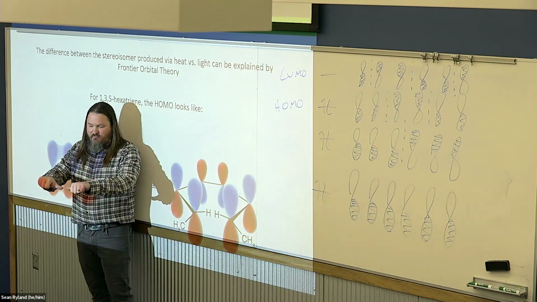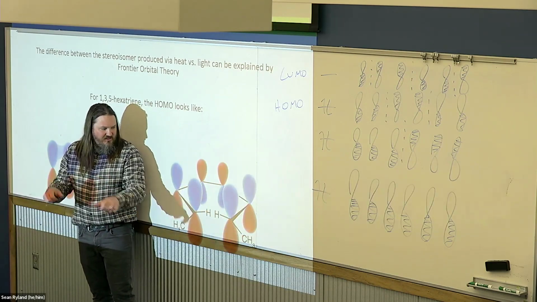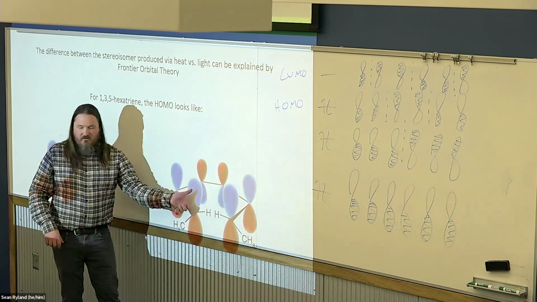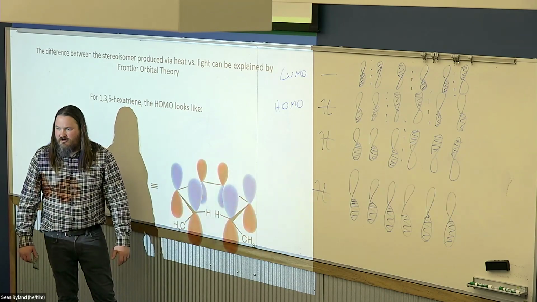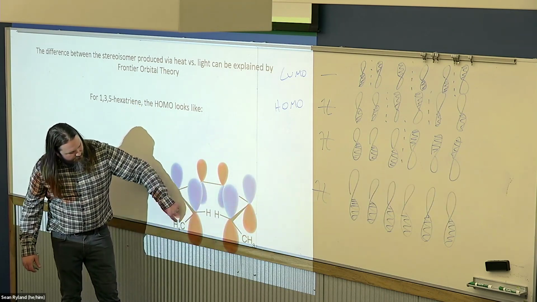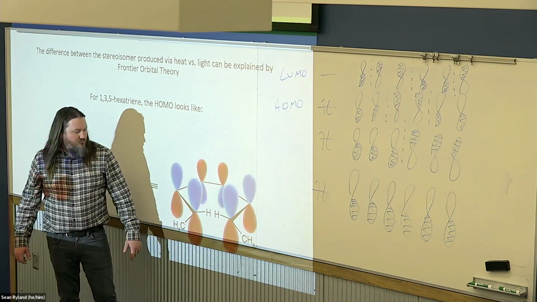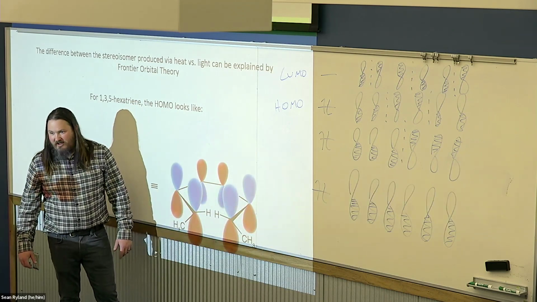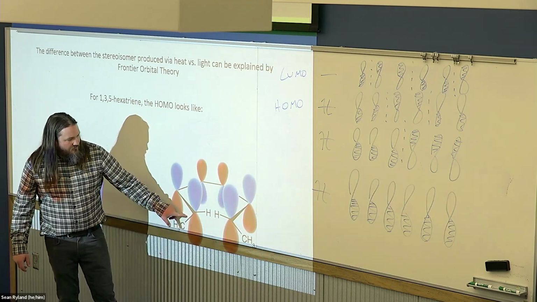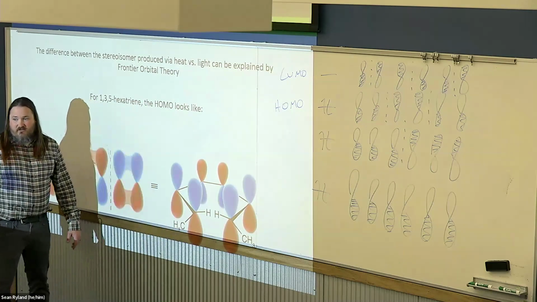So we're going to rotate the blue towards each other. Both of the methyl groups are going to get dragged upward in order to do that. If we rotate it so that the red overlaps, both methyl groups get dragged downward by that rotation. Either way, we get the cis product.